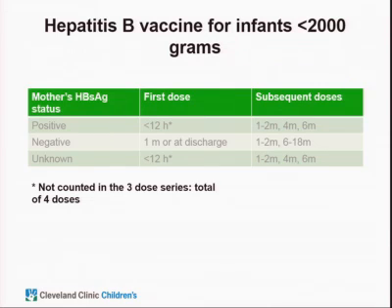If mom is negative, then there's a little leeway there. You can wait till the baby is 1 month of age or at discharge from the hospital, and then the baby gets 2 subsequent doses after that. And in a situation where you don't know mom's status, again, you go ahead and give vaccine right at birth, and then give 3 subsequent doses later on.